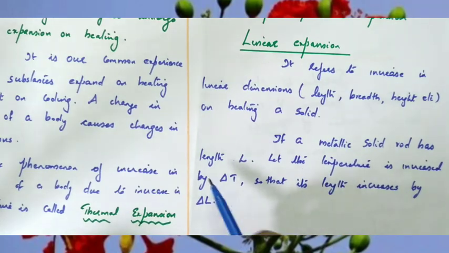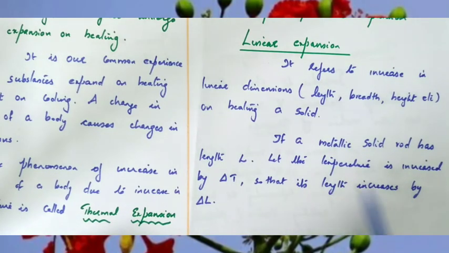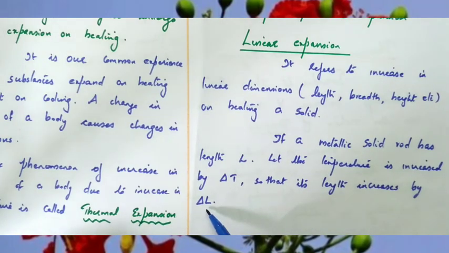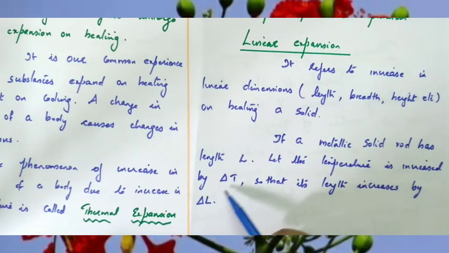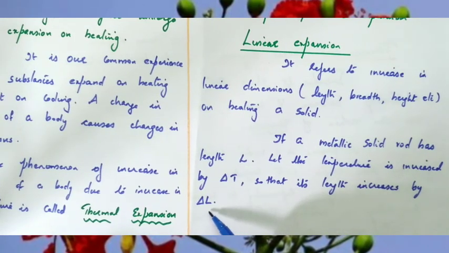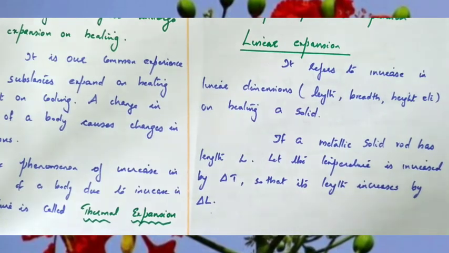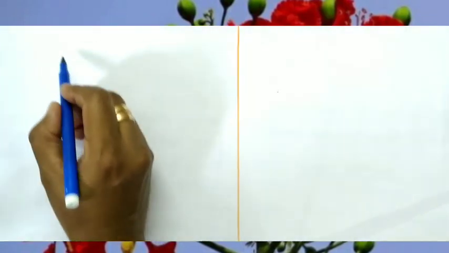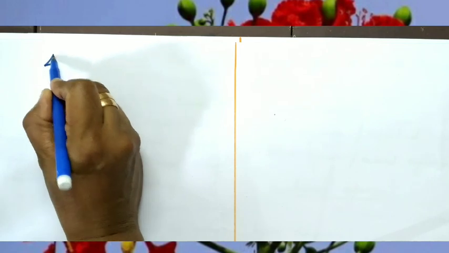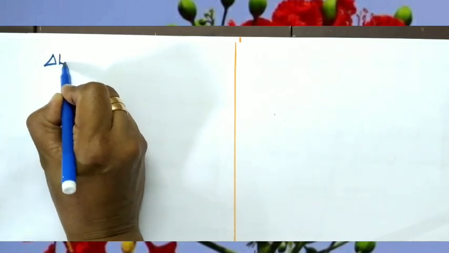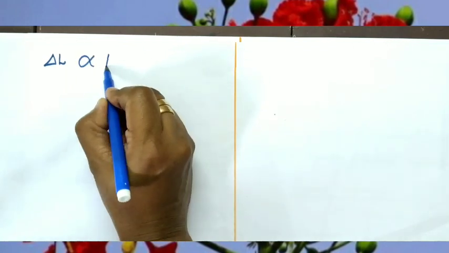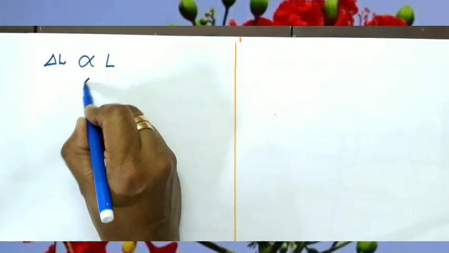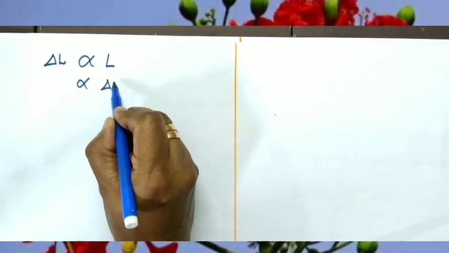So, if the metallic rod has length L and the temperature is increased by delta T, now the length increases by delta L. Let L be the initial length. If the temperature increases by delta T, what happens to its length? Length increases slightly by delta L. Hence, experimentally we can say that the increase in length delta L is directly proportional to the original length, and directly proportional to the increase in temperature.